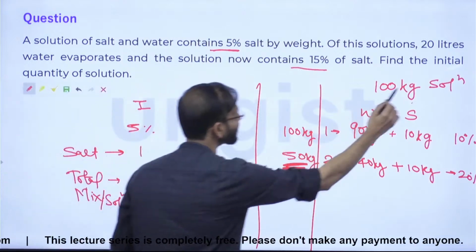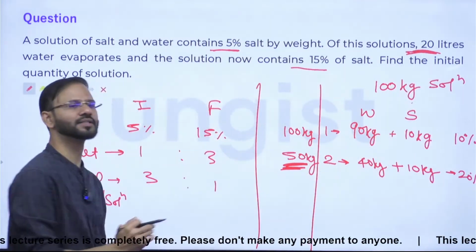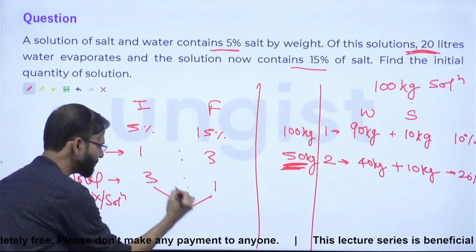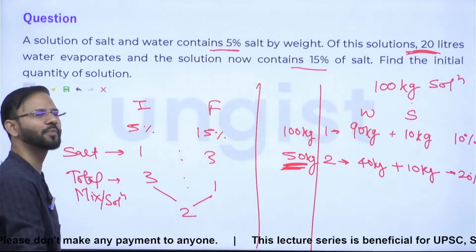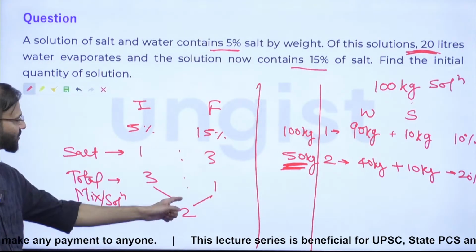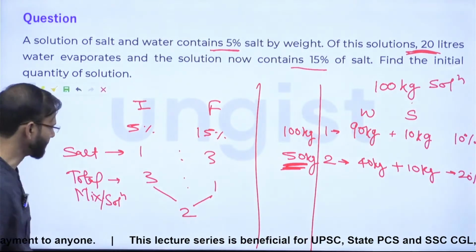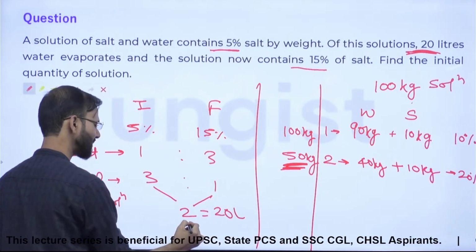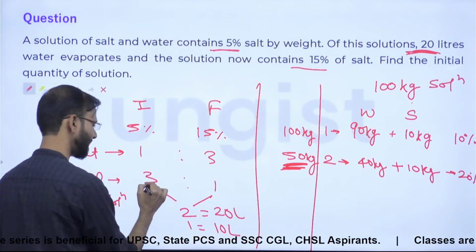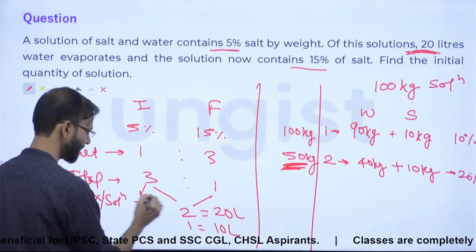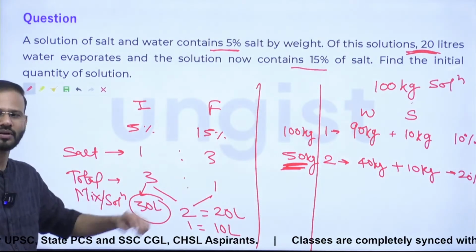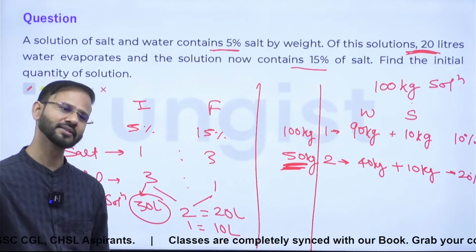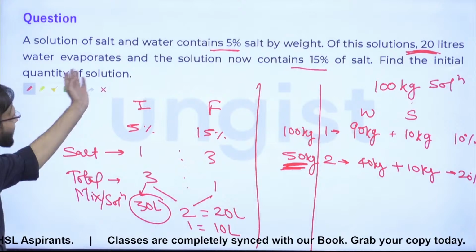And the question is saying that of this solution 20 liters have evaporated. So guys, here according to you 2 units are getting evaporated. So 2 is equal to 20 liters. So 1 is equal to what? 1 is equal to 10. So 3 is equal to 30 liters. So initially it must be 30 liters and now after evaporation it must be 10 liters. Getting it, guys? Right? So just by looking at the data you can tell the answer.